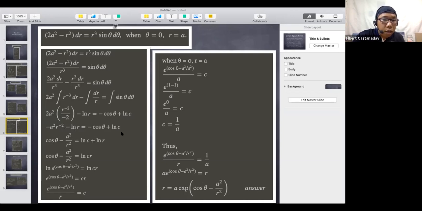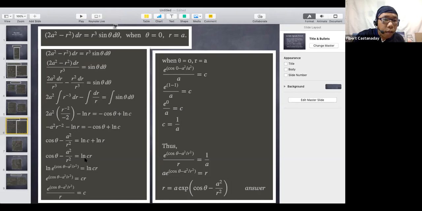Now the next step is we will transpose this term with ln to the right-hand side so that we can combine them. And then we transpose this cosine theta to the left-hand side to make this positive. So you have cosine theta, positive na siya, minus a squared. So you can bring this down to make the exponent positive. So you have a squared over r squared equal to, so this can be transformed into this resulting logarithmic function.